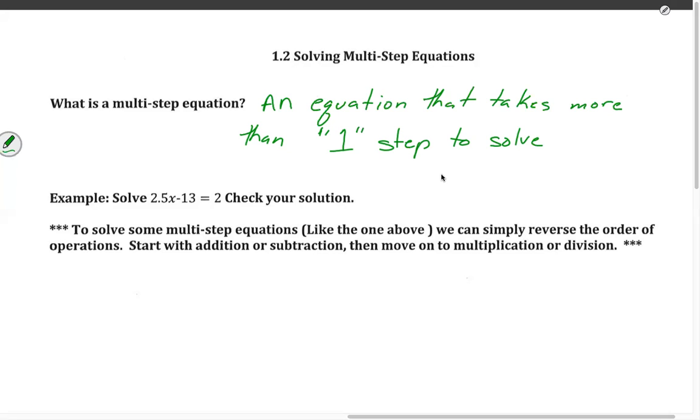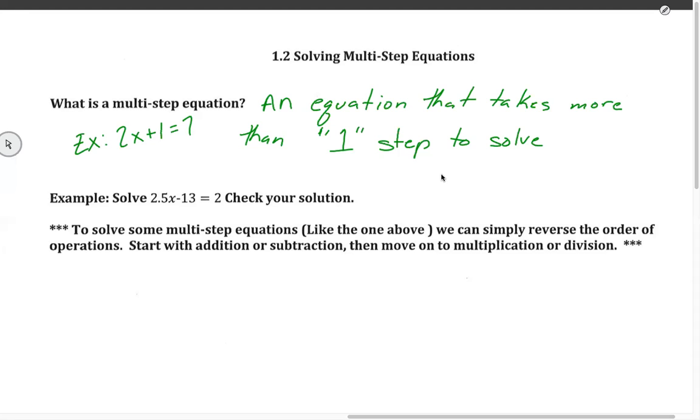What do I mean by that? Well, here's an example. 2x plus 1 equals 7. That's a two-step equation. Multi-step could have 2, you could have 3, you could have 4, okay? But we're going to start out with some of the nice, easier ones. And there's an example right there.